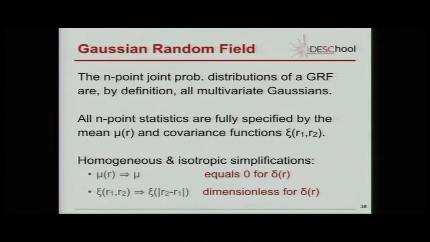So what is a Gaussian random field? The definition is that all of those n-point joint probability distributions, so the correlations of 3, 4, 100 points, are all multivariate Gaussians. I'll show you exactly what I mean by that in a minute. What that means is that they're all fully specified. You only need to know two functions to fully specify all possible correlations. You need to know the mean, which in general is a function, and the covariance, which is generally a function of two positions. But if we bring in our first two simplifications, the mean is now just a number, and the correlation function is just a function of a scalar separation.